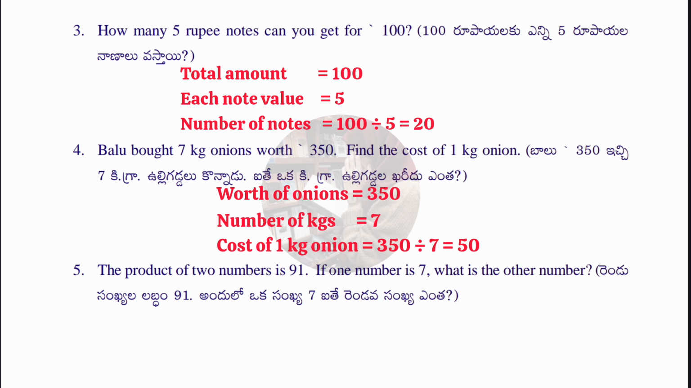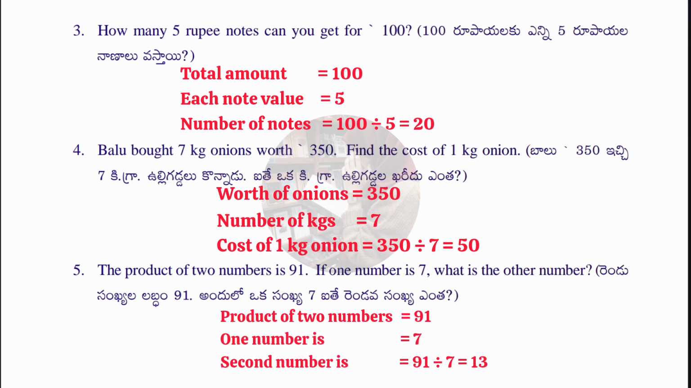Understood? Next, fifth question is, the product of two numbers is 91. If one number is 7, what is the other number? So answer is, product of two numbers is equal to 91. One number is given which is 7.